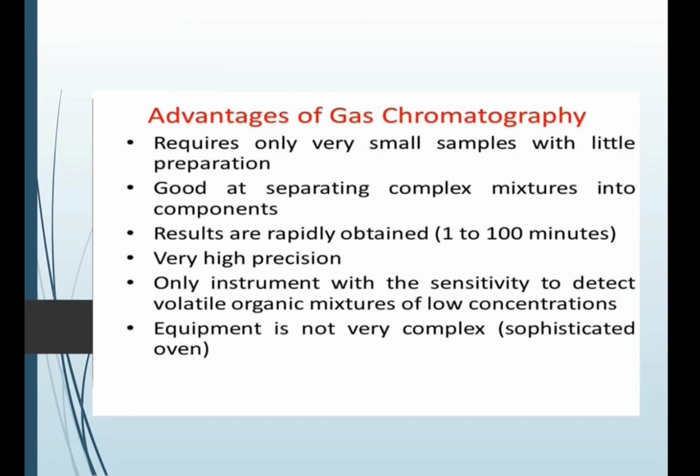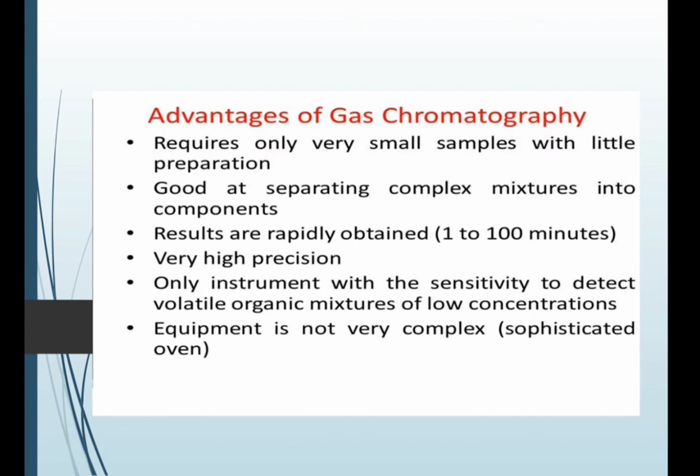Now here are some advantages of gas chromatography. Gas chromatography requires only very small samples with little preparation, because the samples injected into the machine are in microliters. Then gas chromatography separates complex mixtures into components. Results can be rapidly obtained. The time required for the analysis is between 1 to 100 minutes.